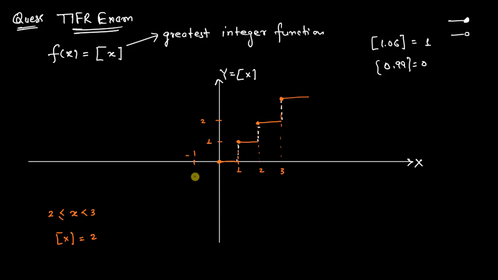So let me plot some negative also. It looks like this. Okay, so here is a discontinuity. You can see in this function there are a lot of discontinuities. We have one discontinuity at 1, one at 2, one at 3, one at 4, and so on and so forth. And we have some negative x values also. So this will look like this.